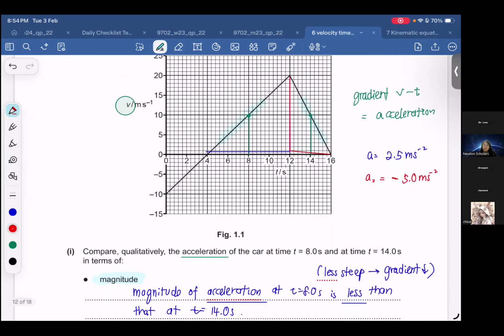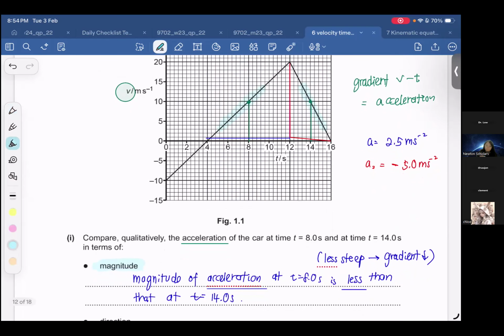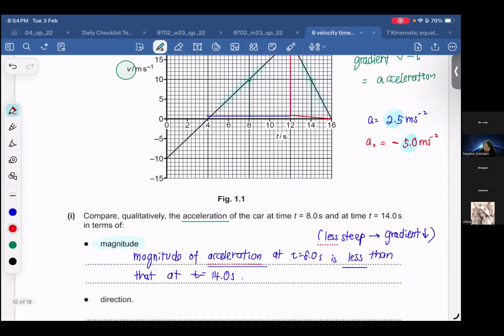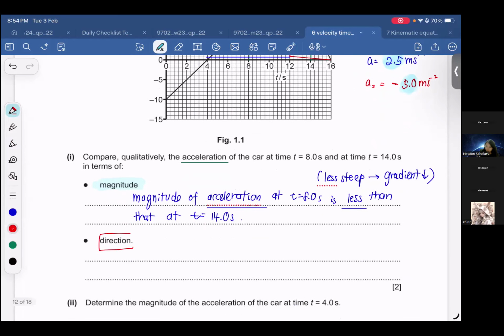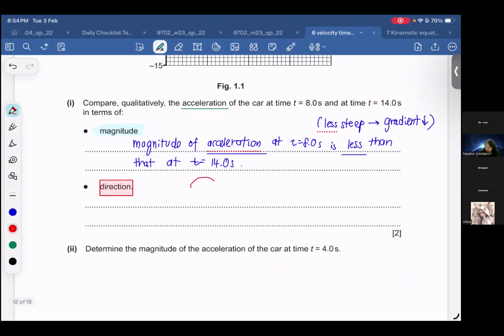Am I right? Look at the magnitude only. The magnitude for the first section is actually less than at 14 seconds. That is, the magnitude 2.5 is less than 5.0. And then the negative here is actually related to direction. If you want to talk about this, look at this. I have two cars, like this. This is the car.